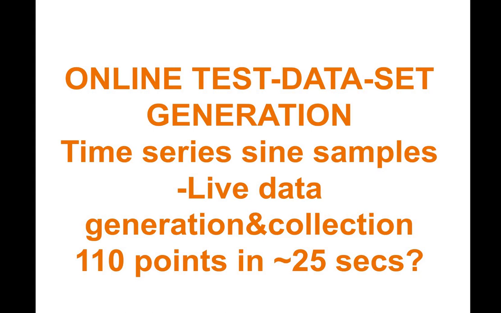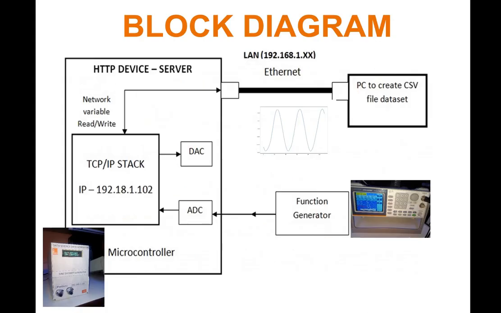Now, for the online test dataset generation of time series sine samples, let us consider you have to generate 110 points in approximately less than 25 seconds. Let's just take this as an example. You can even generate more points in less time too. Now, the block diagram of such a setup would look like this.